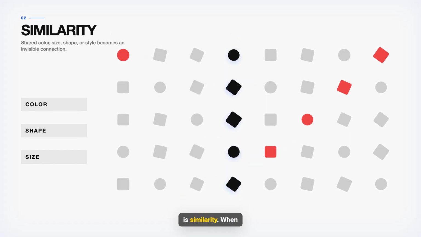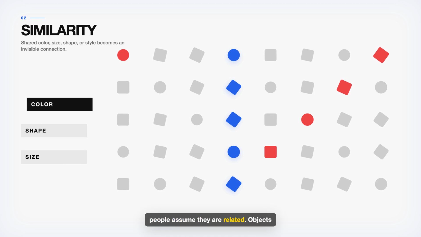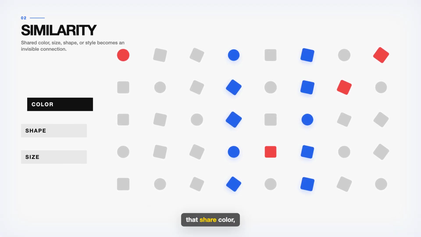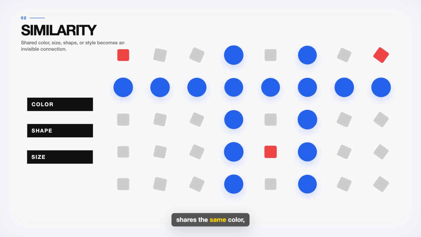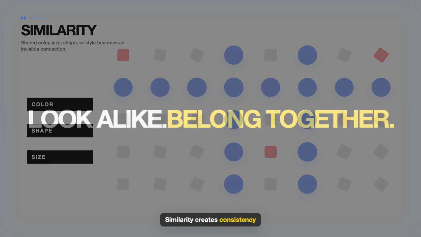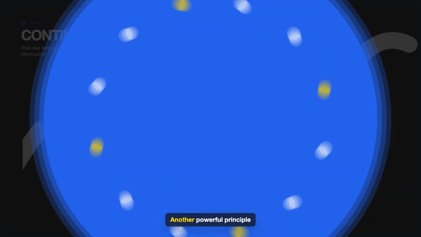The second principle is similarity. When elements look alike, people assume they are related. Objects that share color, size, shape, or style are automatically grouped by the brain. Think about buttons on a website. If every primary button shares the same color, users quickly learn their purpose. Similarity creates consistency and predictability.